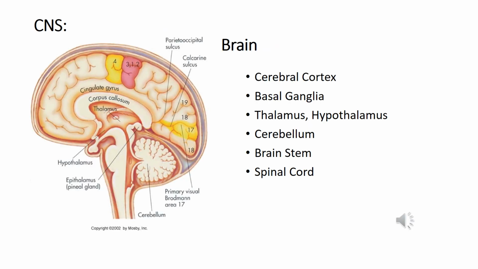The brain is a very important component of the central nervous system. As you can see in the diagram, it is broken down into the different parts of the brain, which include the cerebral cortex, basal ganglia, thalamus, hypothalamus, cerebellum, brainstem, and the spinal cord.